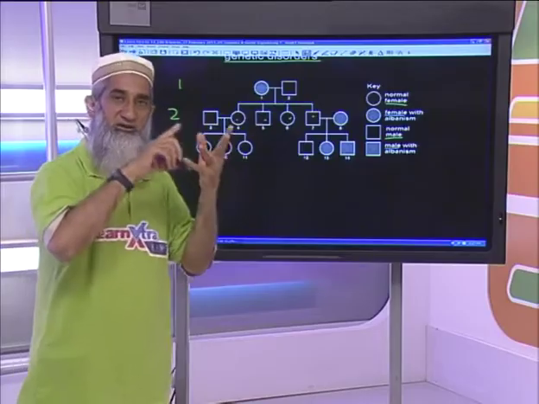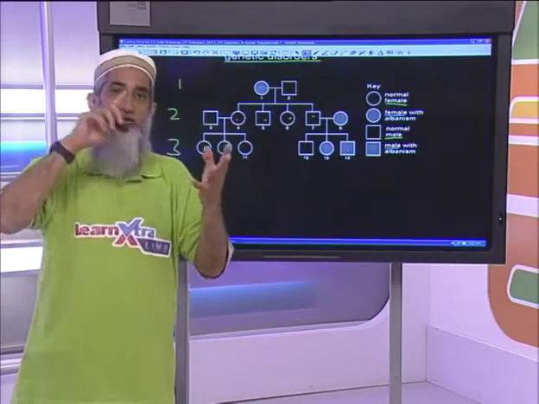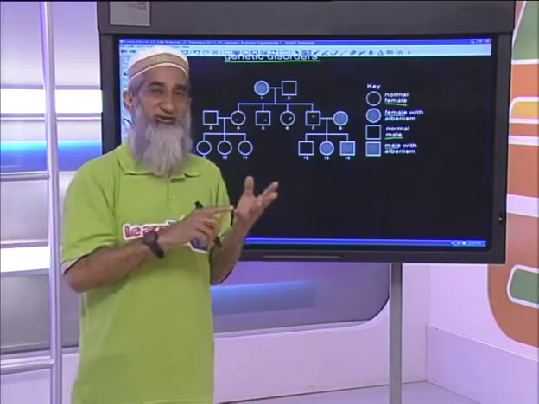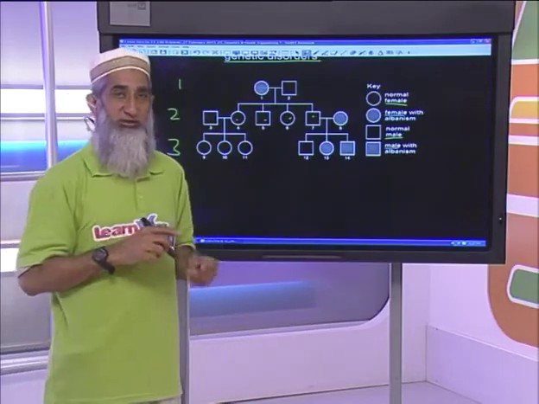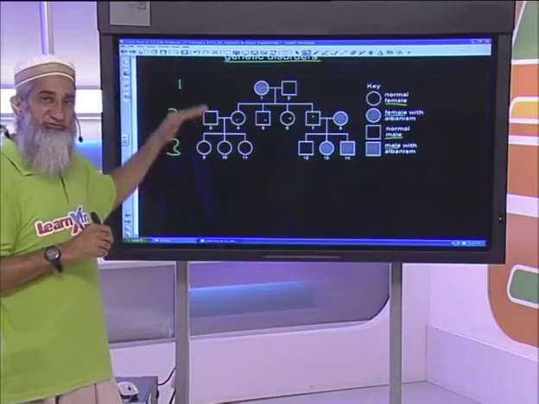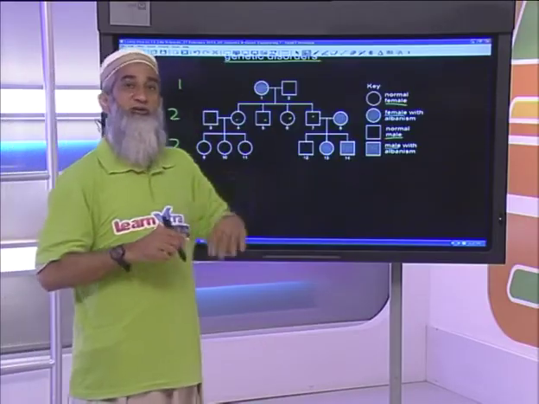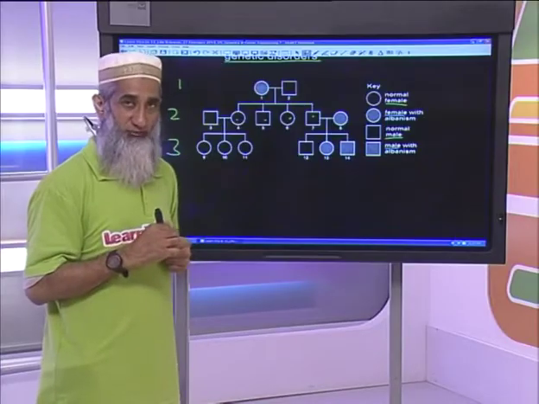So a couple of things that you have to remember. Circles, female. Square, male. Shaded, usually the affected individuals, and unshaded, the normal ones. The different levels, different generations. There must be a connection to be offspring of the one before.